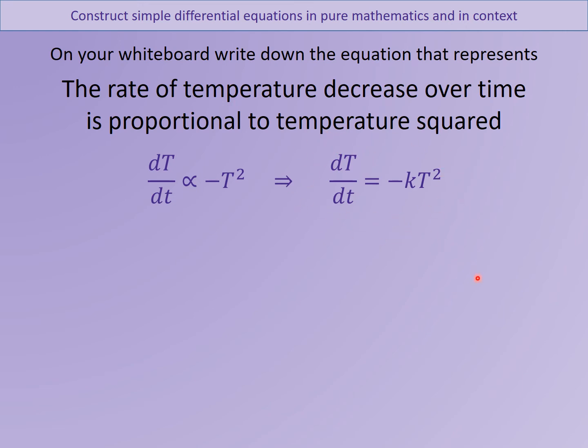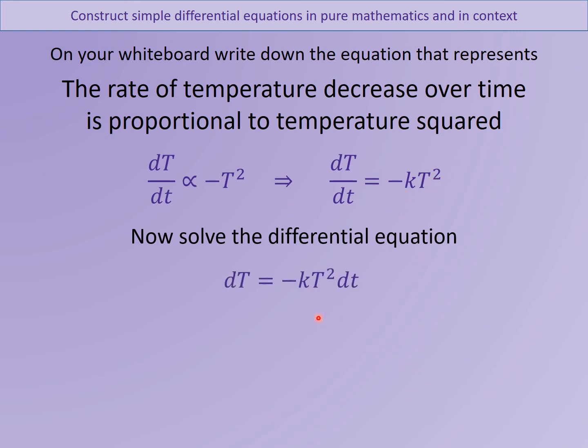Right, can you have a go at solving that one then, please? So just pause there. Okay, so let's see what you did. Took the dt over, took the t squared over this side, potentially left the minus k where it was. Okay, so I've taken the minus out. I could have taken the k out as well if I wanted to.